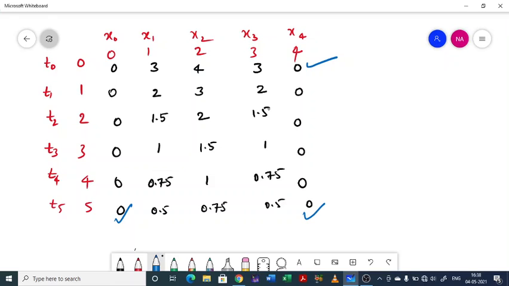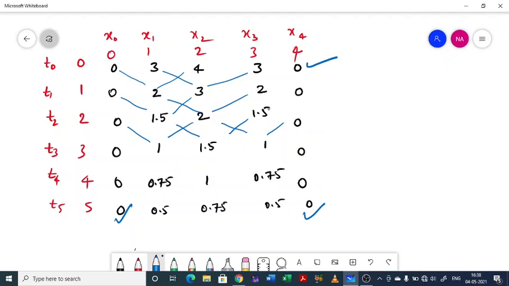See, this will be the average of these two. So 0 plus 4 by 2, and this will be average of these two. And then 1.5, that will be the average of these two. 2, that will be average of these two. 1, obviously it is the average of these two, and this is the average of these two. 1.5, that is the average of these two.